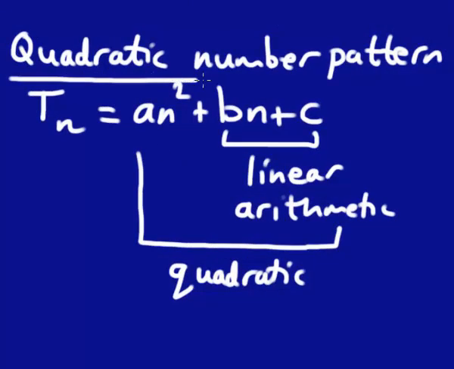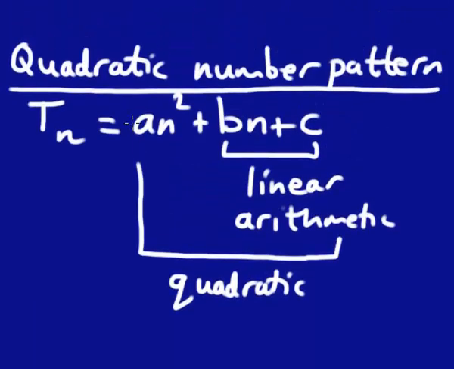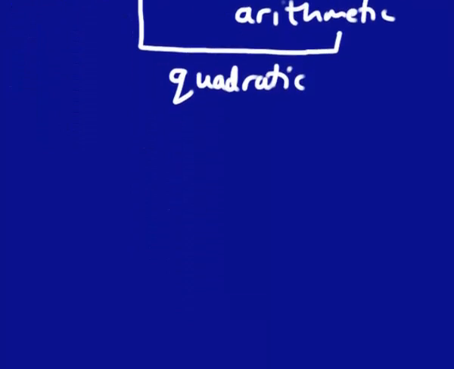Let's revise the quadratic number pattern from grade 11. You're going to need this. It's basically got the general term an squared plus bn plus c, and we need to find a, b, and c when we want the general term. So let's have a look at an example of a quadratic. If you've forgotten this, you can always go back to Moby School grade 11 where we do the quadratic in a lot of detail.